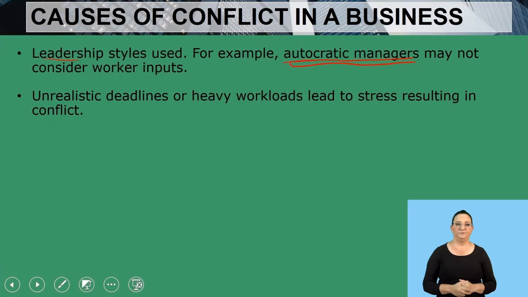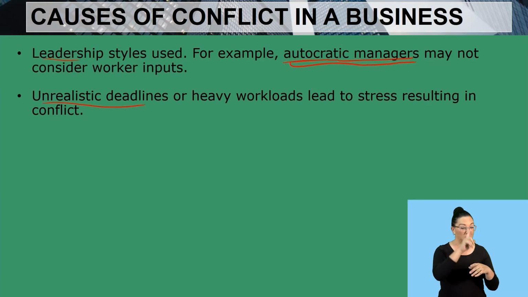Secondly, unrealistic deadlines or heavy workloads lead to stress resulting in conflict. So you need to be mindful of the workload and of the employees in the workplace so that you don't set unrealistic deadlines. Because if that's the case, you are overworking the employees and that leads to stress. When they're stressed out, they will not be productive. They might not even come to work because the work is too much. And now they have to go to the doctor and all those things due to what? Due to stress. And this is something that could have been avoided. So you must not set unrealistic deadlines, but be realistic at all times to avoid what?